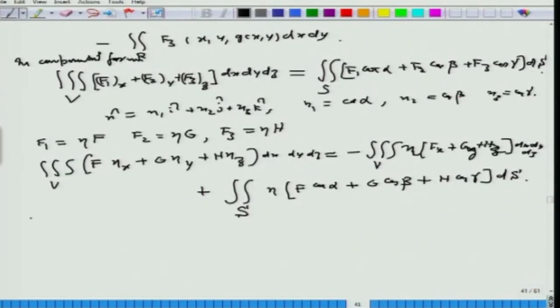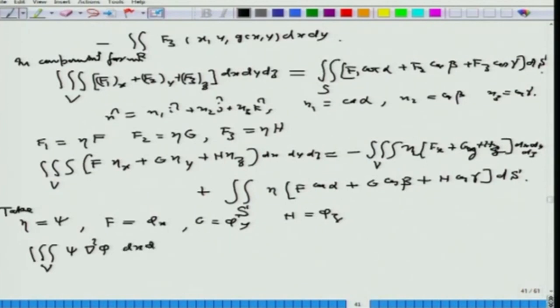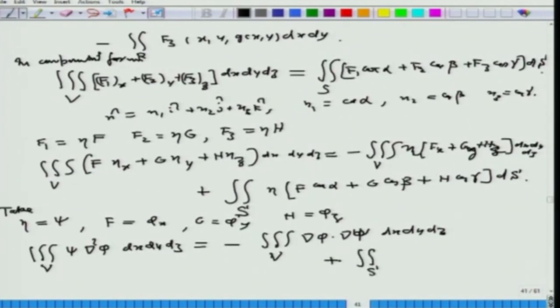And if we take eta equal to psi and f equal to phi x, g equal to phi y and h equal to phi z, we get this higher order integration by parts. So, psi del square phi dx dy dz minus, here, this is gradient of phi dot gradient of psi. This will have three components here, phi x, phi y, phi z, dot gradient of psi dx dy dz, and plus this boundary term over S, psi del phi by del n, which is now the three dimensional normal derivative, dS.